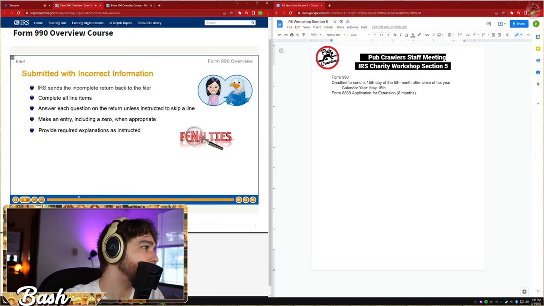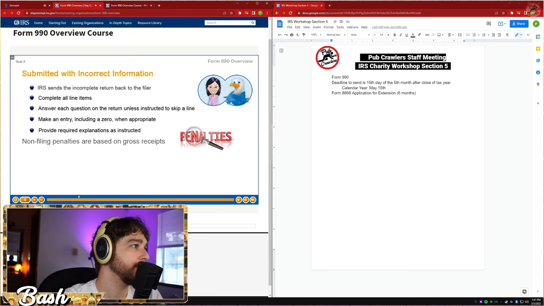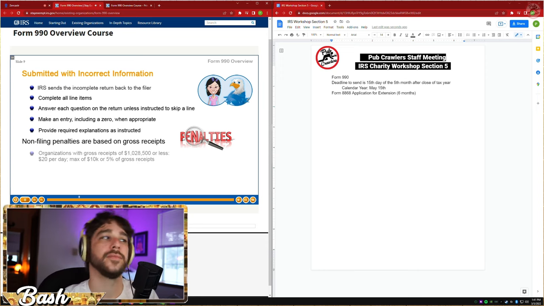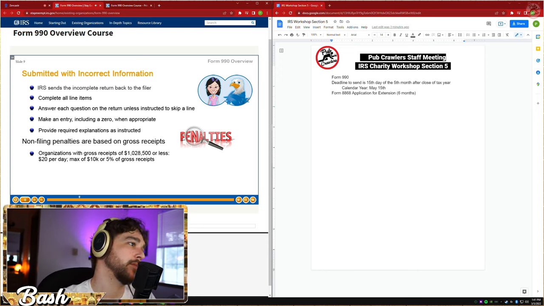If I file an incomplete form, I could receive failure to file penalties? Yes, the failure to file penalty for most small to mid-size organizations is $20 per day with a maximum of $10,000 or 5% of the organization's gross receipts for the year.